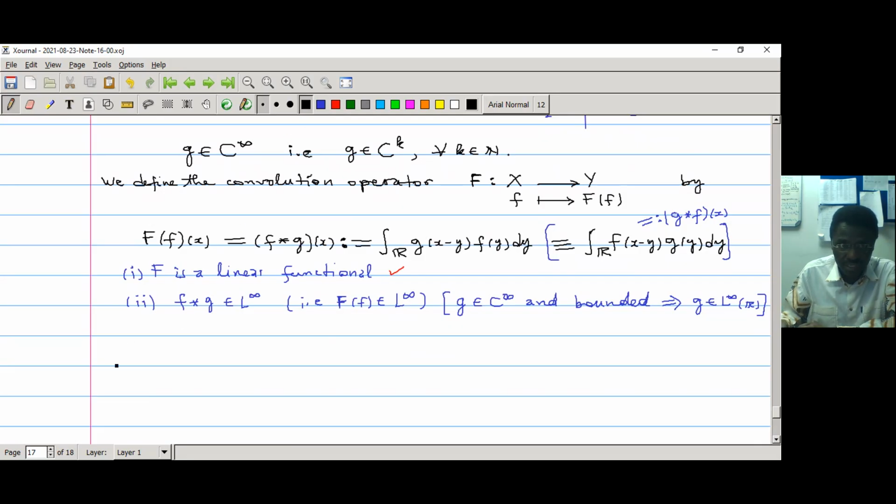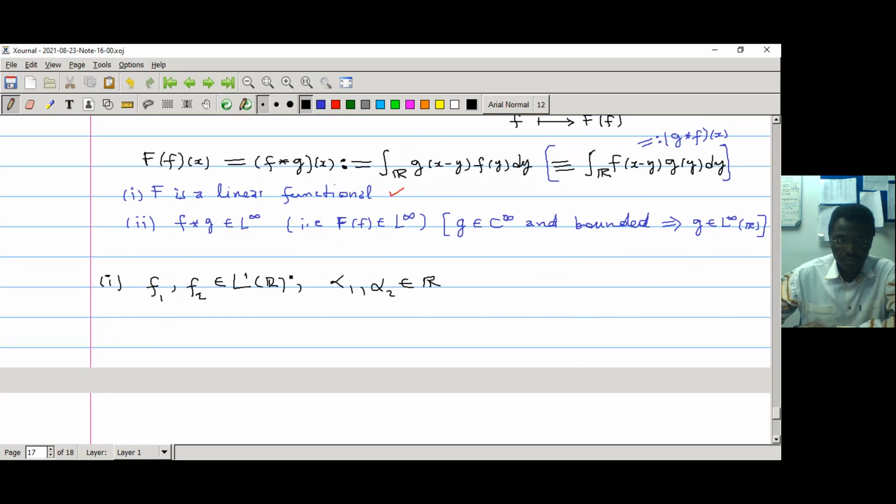So we are doing the first point. I take f1, f2, two elements of L1 of R, and then I take alpha 1, alpha 2 in R. And also take x to be arbitrary, and fix an arbitrary element.